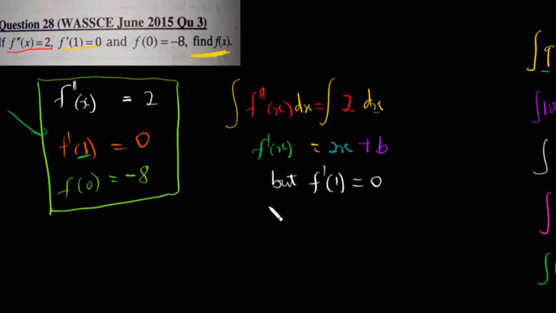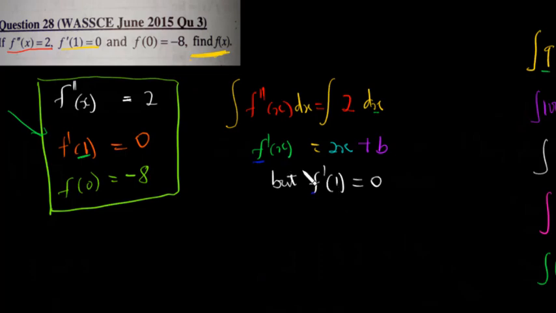So what we're going to do is put in the 1 here. When I write f prime of 1, it means that the value of x is 1, because if you compare this, you see that we have f prime here and we have f prime there, and f prime is a function of x here.